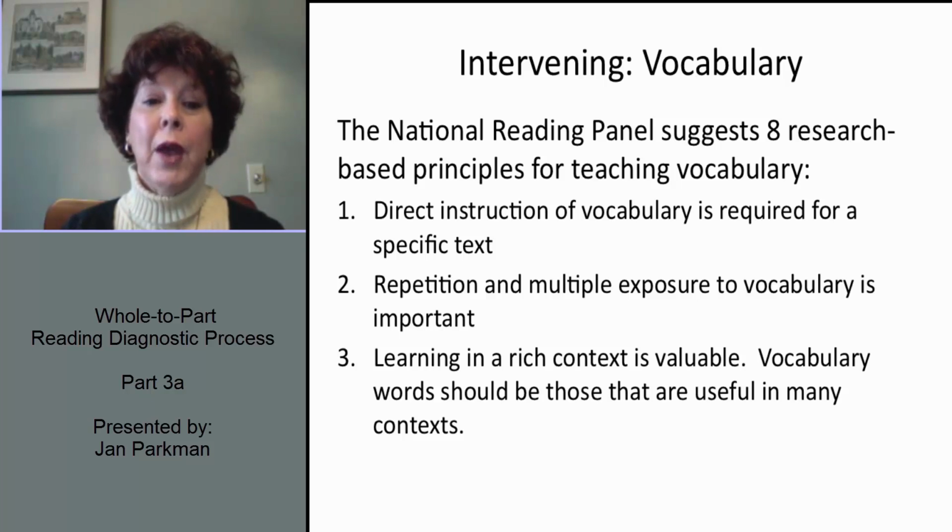Another recommendation is that we learn with rich context. So again, the vocabulary words we're working with kids should be useful in many contexts, so they will have opportunities to use those again and hear them again.